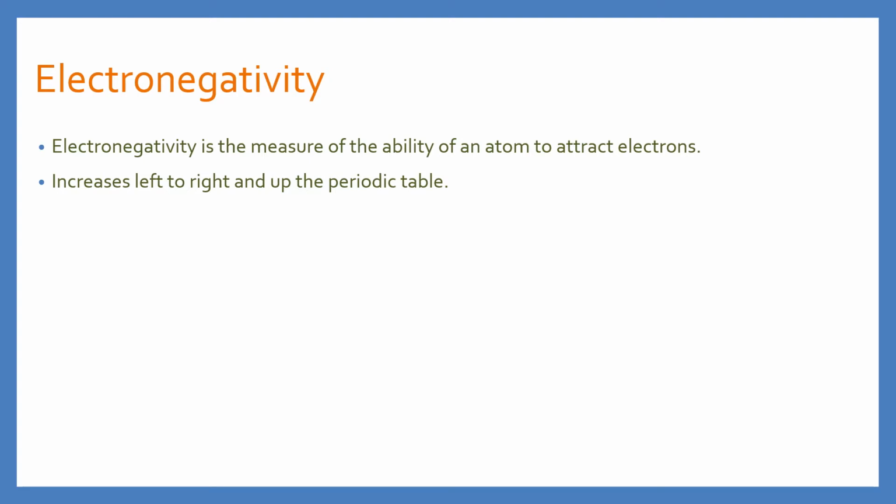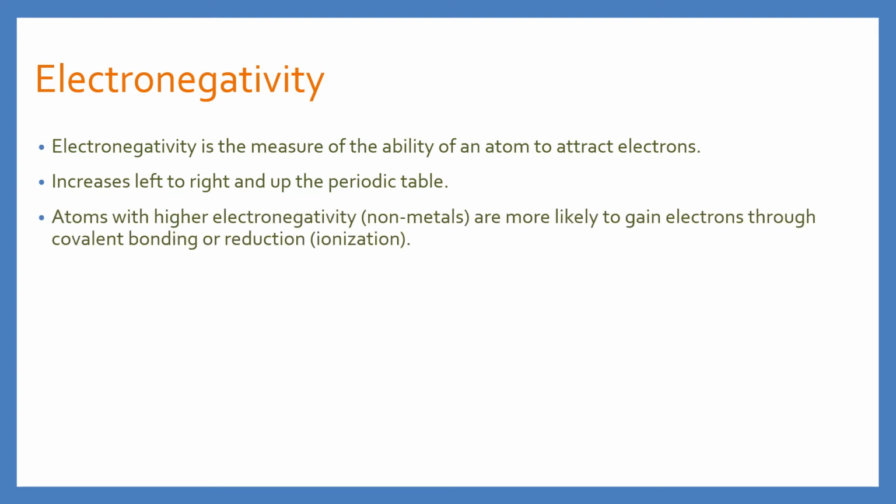But one of the important trends on the periodic table is electronegativity. Atoms that have higher electronegativity, such as nonmetals, are more likely to gain electrons through covalent bonding or through reduction, through the process of ionization. Remember that reduction is the gain of electrons, and so if you have higher electronegativity, you're more likely to be reduced than oxidized.